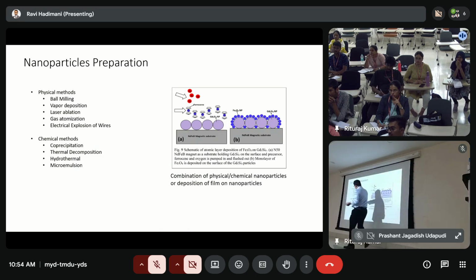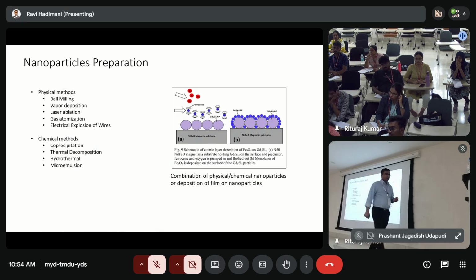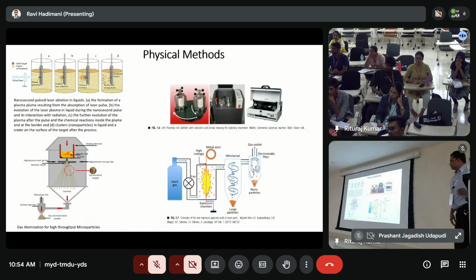So ball milling is a very simple technique, vapor deposition, and then there are chemical methods. These are also inexpensive methods where you can do co-precipitation, thermal decomposition, hydrothermal, and microemulsion. So these are all different chemical reactions. You can do it in a beaker in any room, not your lab. Okay, so it's very simple to do nanoparticles. That's why there are so many nanoparticles available.